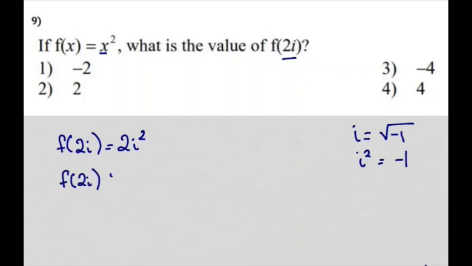After replacing x by 2i, next step is we're going to expand it. We're going to write 2 squared and i squared. 2 squared is 4 and i squared is -1. 4 times -1 is equal to -4. So the right answer is -4.